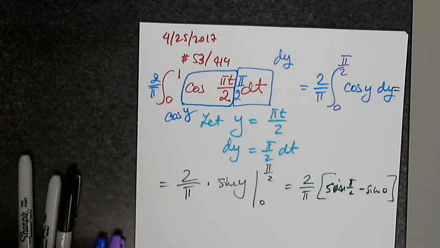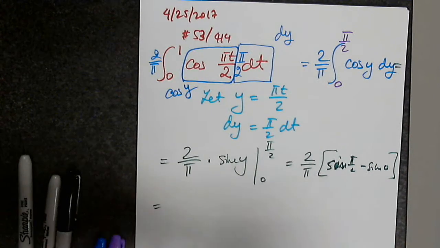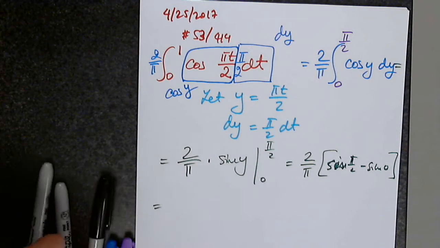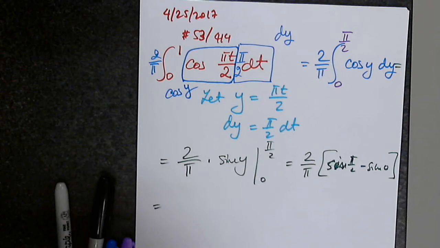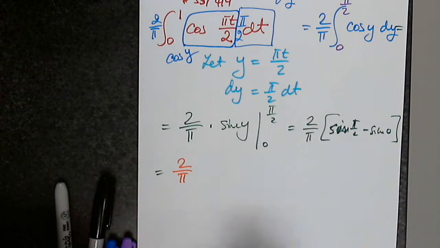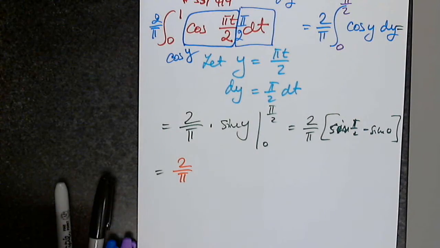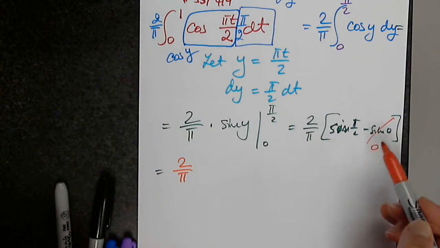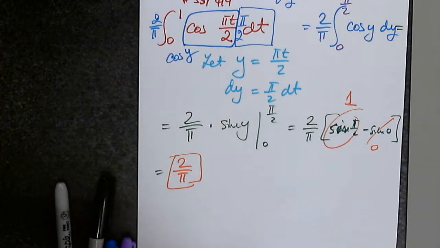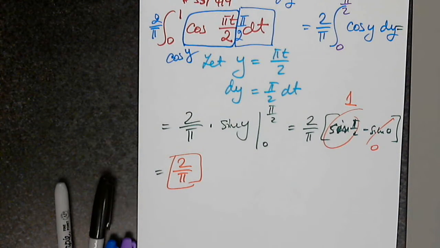So what does this equal to? How much is sine pi over 2? 1. Yes, how much is sine 0? 0. So the answer is 2 over pi. Very good. Anything else? I did have a couple.